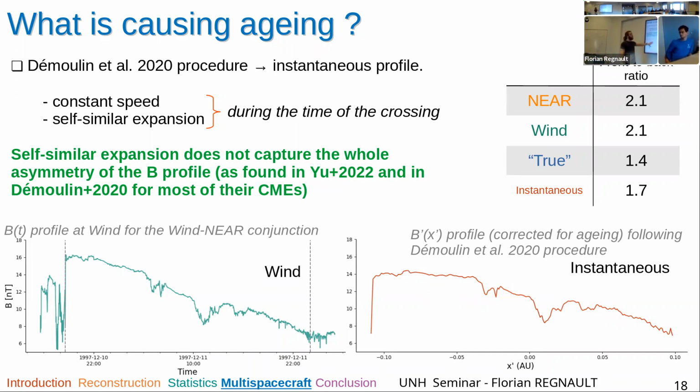does not capture the whole asymmetry of the magnetic field profile, for this particular event where we are able to have this true measurement of the asymmetry. And this is something that has also been found by Regnault and Liu in the paper published in 2022, using fitting methods, where you cannot explain the full asymmetry of the CME you observe. And in most of the CMEs studied in Démoulin et al., when they developed the procedure, they found that self-similar expansion cannot explain most of the asymmetry that we observe in the CMEs.